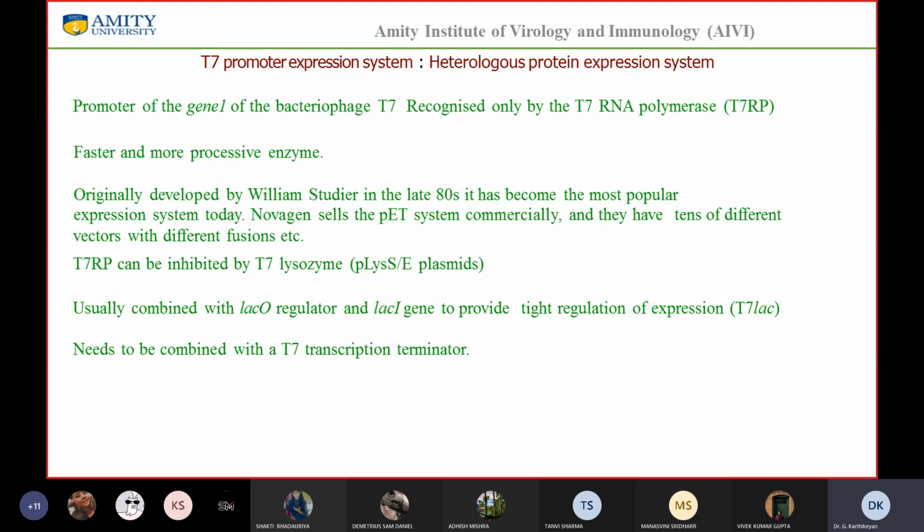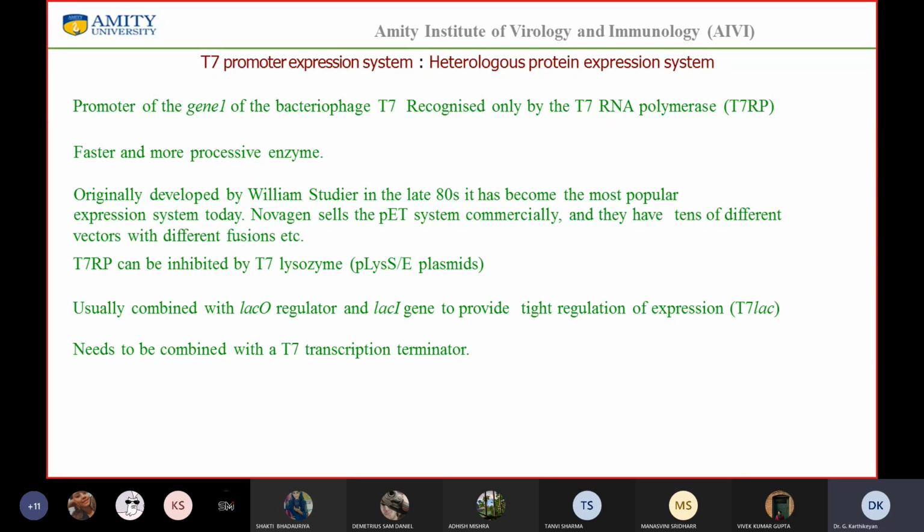Okay, and so it generally doesn't recognize any T7 promoter. But if you were to put any gene under the T7 promoter, this RNA polymerase will recognize it and will make lots and lots of copies. Okay, so this was originally developed by a scientist called William Studier in the late 80s, and it has become the most popular expression system to date.